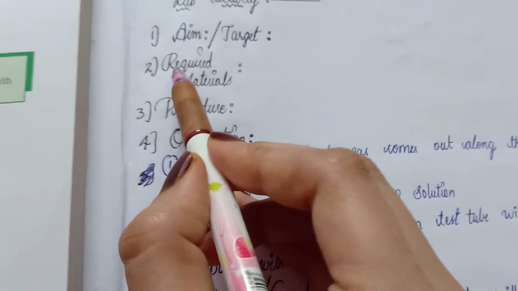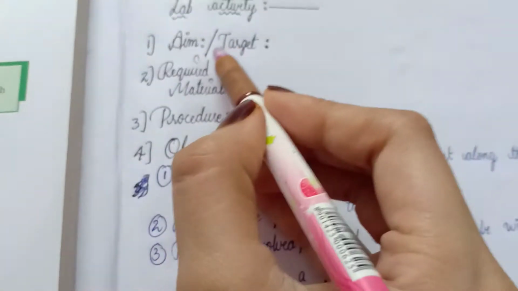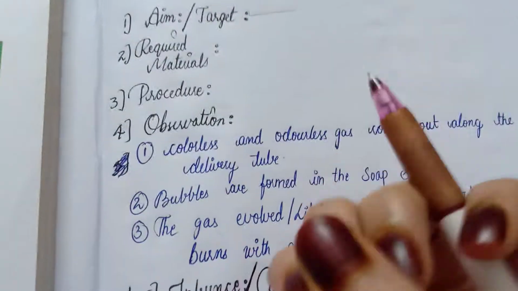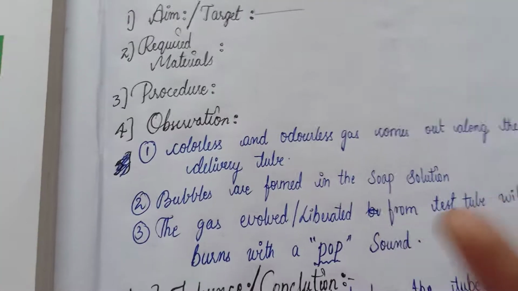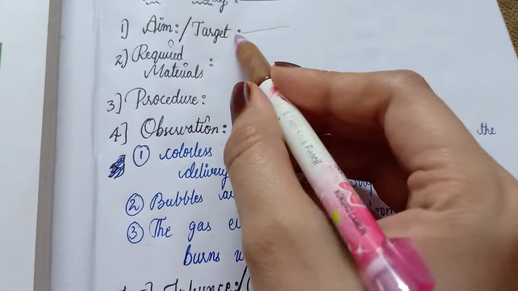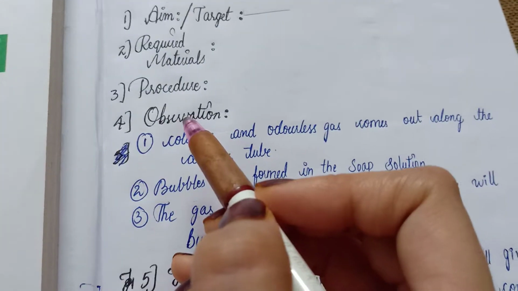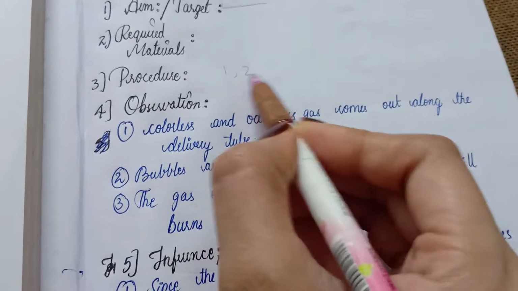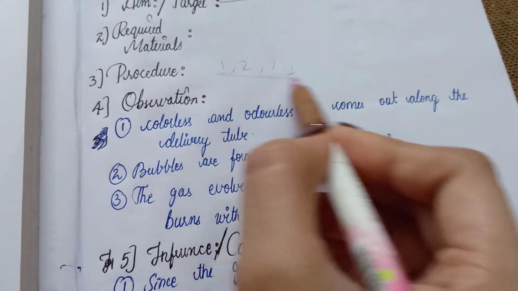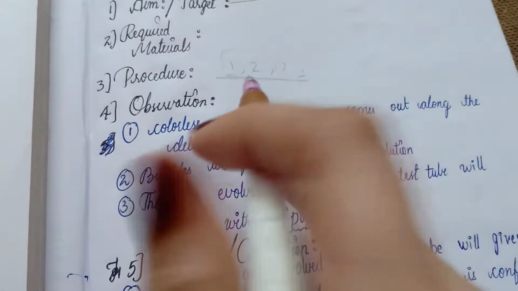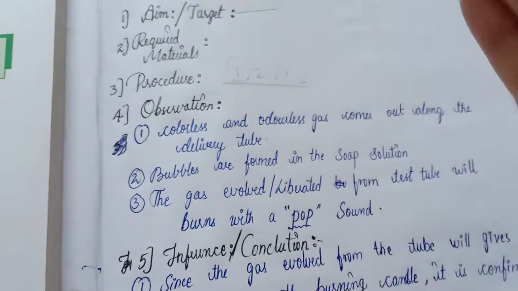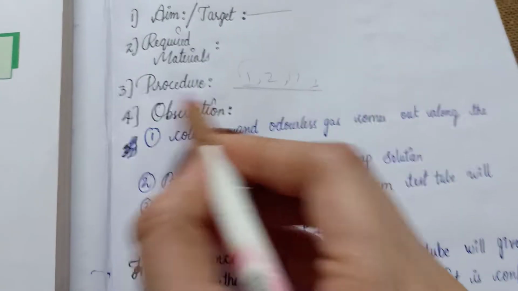Then we need to take the second step, that is, the required materials. To attain the target, we need some materials. So we need to write the required materials. What are the materials we need to do this lab activity? Next, thirdly, we need to follow a procedure, step by step, 1, 2, 3. We need to follow a series of steps, not in any random order, but in particular steps. Firstly, secondly, thirdly, as particular steps we need to follow, that is the procedure.